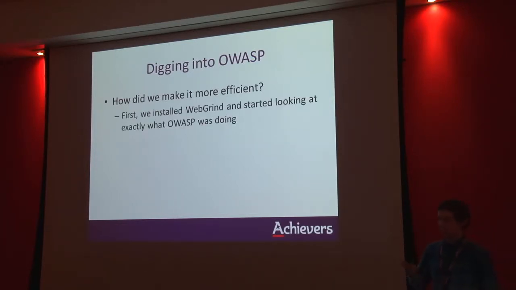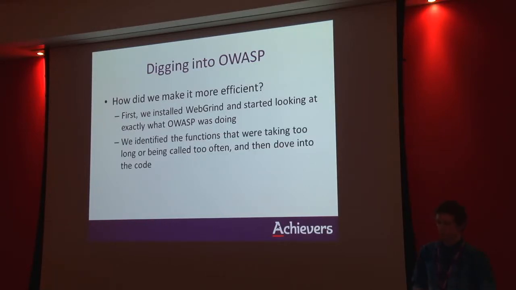And the first thing we did was download WebGrind. We started using the tool and digging into what actually was going on in our PHP code. And as you might guess from the WebGrind output we showed, we started digging into those method calls that were being called tens of thousands of times per page. That's where we got a good start into where to look in the OWASP code to figure out how to make improvements.